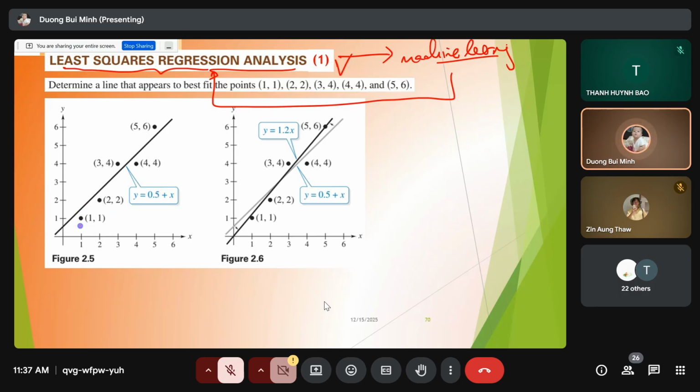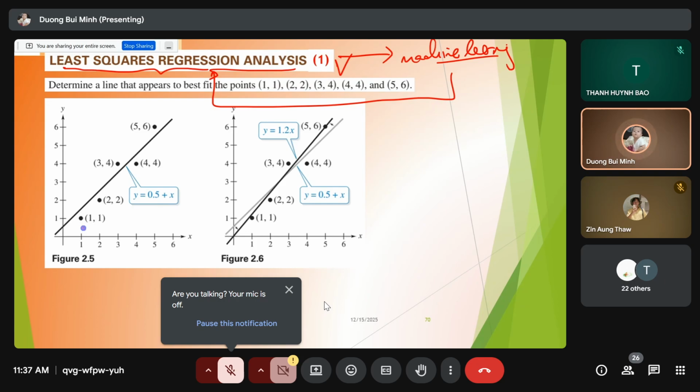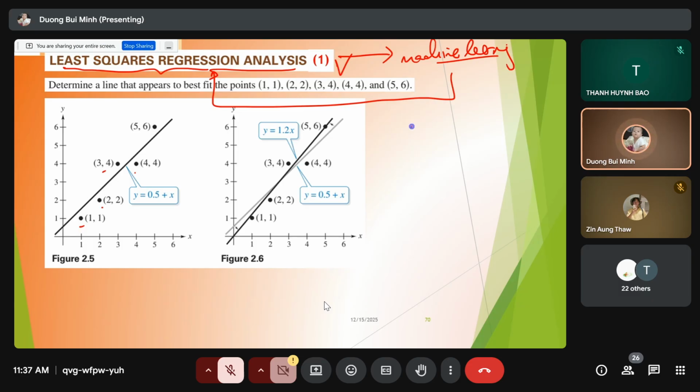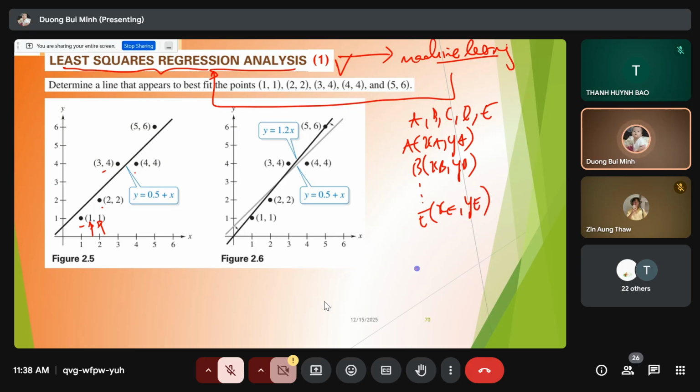Here, just the basics: we have 5 boys, A, B, C, D, E, and every boy has 2 dimensions, the first dimension and the second dimension. That means A has XA and YA, B has XB and YB, and so on, E is XE and YE. We would like to draw a curve, a straight line, to fit.